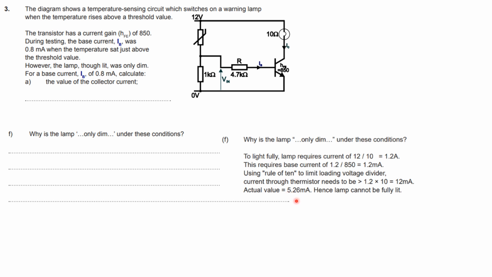If this thermistor had a lot lower resistance, there would be more current flowing there, which means the base current would be higher, which means obviously the lamp would be fully on. So again, rule of 10, generally speaking, as long as it's about 10 times greater current, or you can say it the other way around, the output current will be about a tenth of the current going through the potential divider.